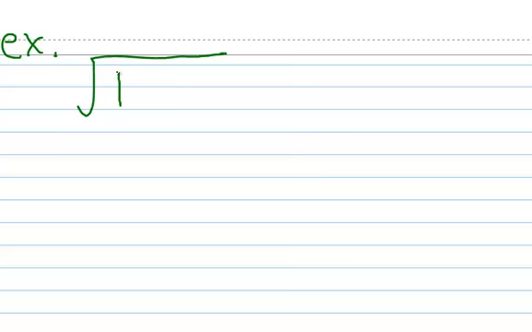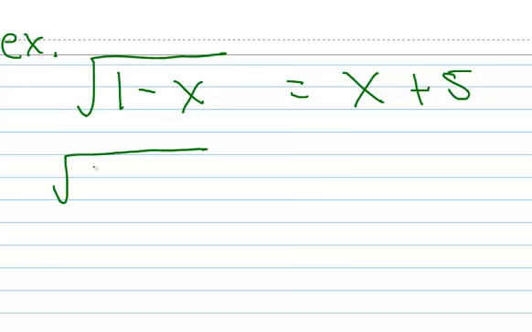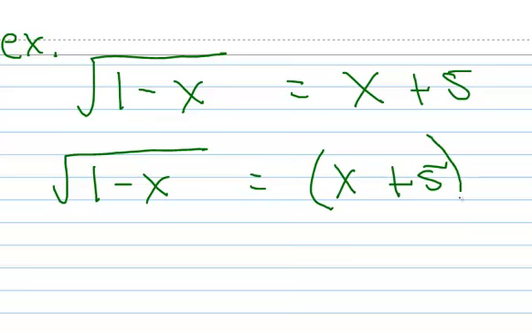All right, let's do another example. This one gets slightly more complicated, but not too bad. On the left-hand side, I have the radical 1 minus x, and on the right-hand side, I have x plus 5. Well, our technique is the same. We are going to square both sides. So the left-hand side looks like this. But remember, you are going to square the whole right-hand side when you do that.